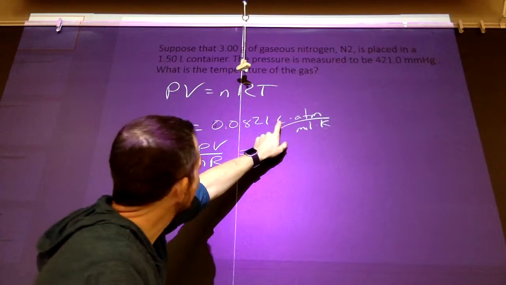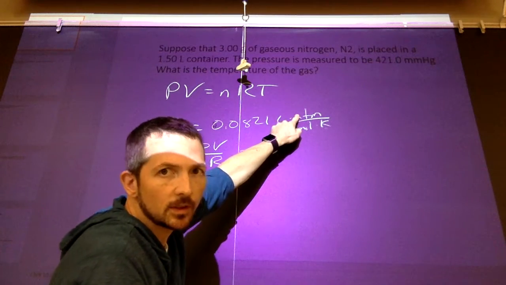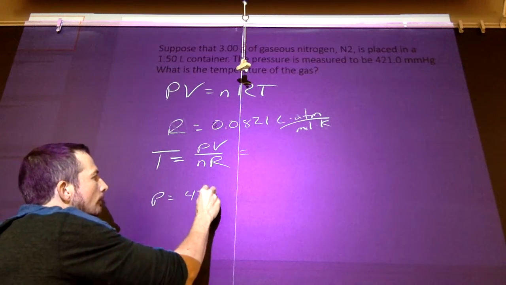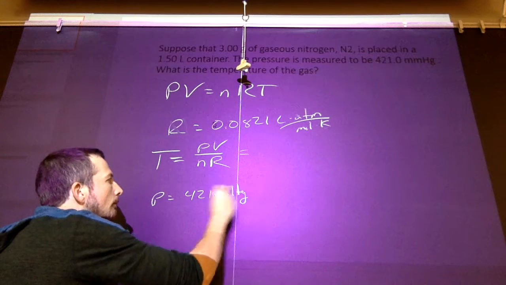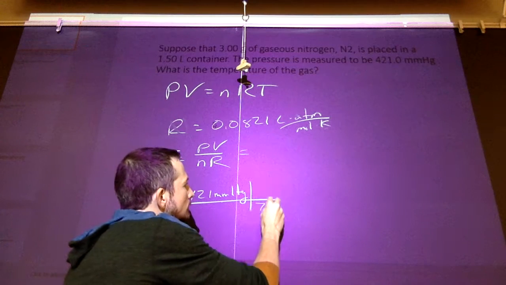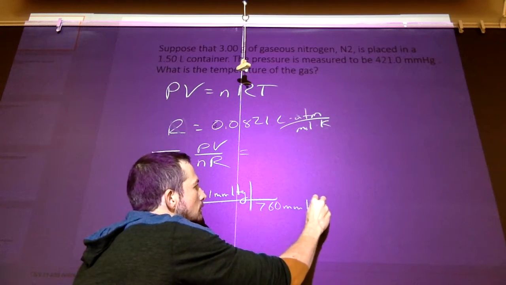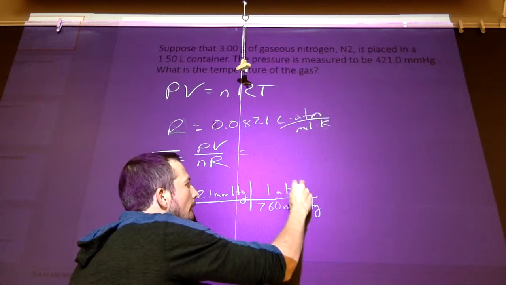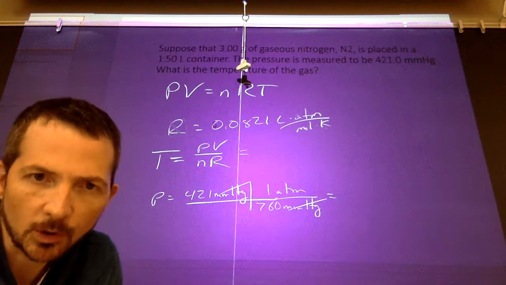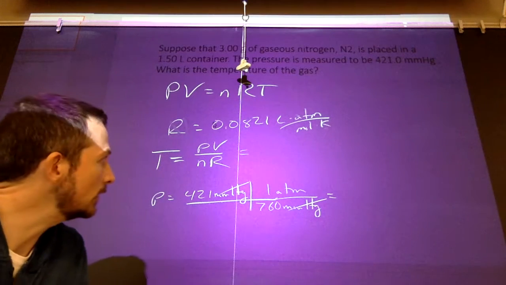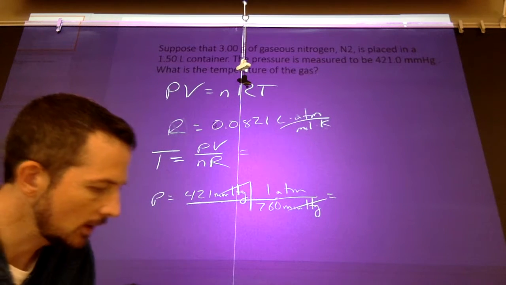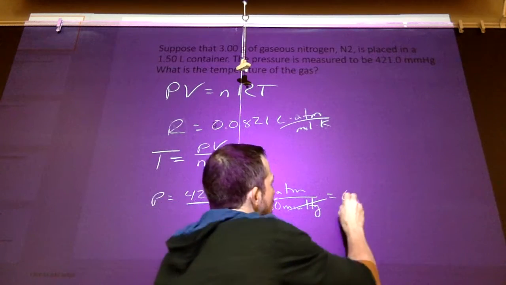Now if I look at my gas constant here, my pressure is in atmospheres. What I'm given is millimeters of mercury, so I have to convert that to atmospheres. You can look up the conversion factor, 760 millimeters of mercury in an atmosphere. You could look that up if you didn't know it. So I take 421 divided by 760 to get 0.554 atmospheres.